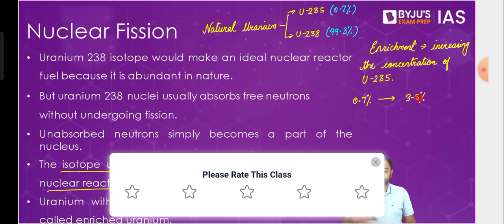Now, can we not do enrichment beyond that? The answer is yes, we can. But once we breach this limit and go beyond it, this uranium-235 starts to become very unstable, and that is what can be used to weaponize. Recently it has been in the news.